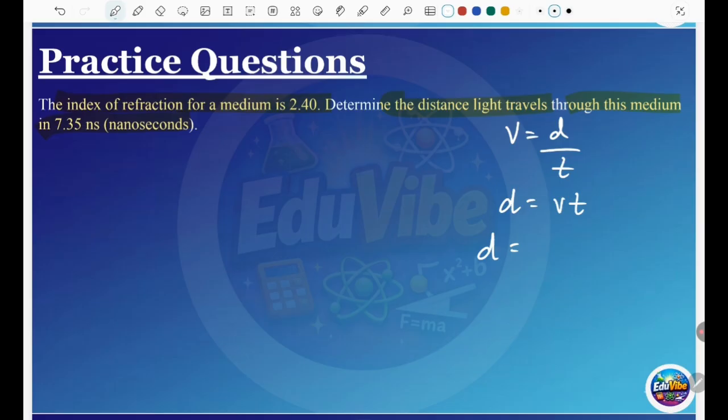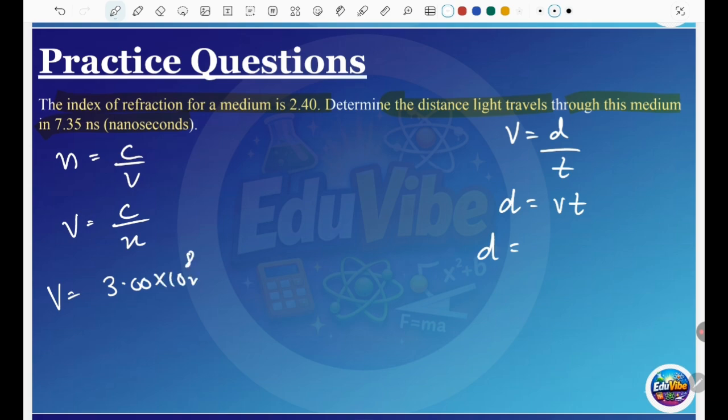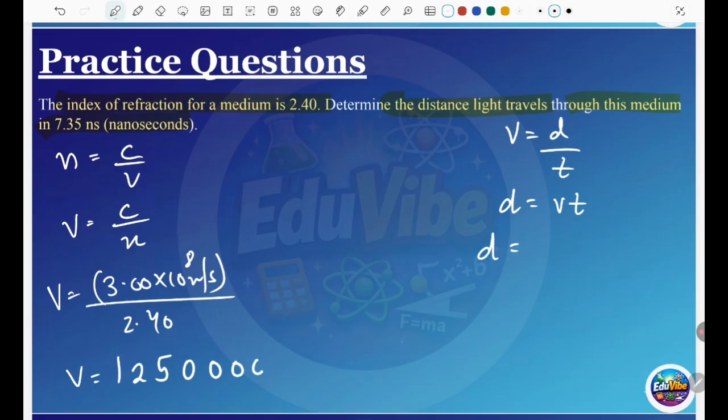You have t, but you don't have v. So you have to find the v first. So n is equal to c upon v. This is equal to c upon n. C is 3.00 times 10 raised to power 8 meters per second. N is given to you, which is 2.40. When you solve this, you get something about 1.25 times 10 raised to power 8 meters per second. So it's a very long answer, and you have to put this in over there.